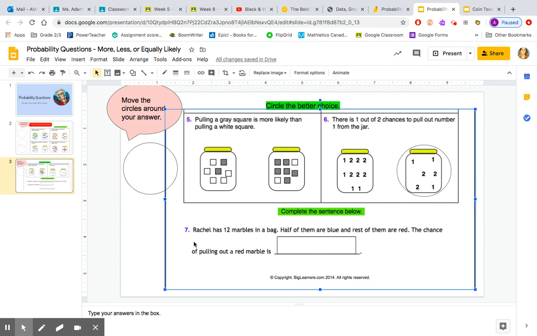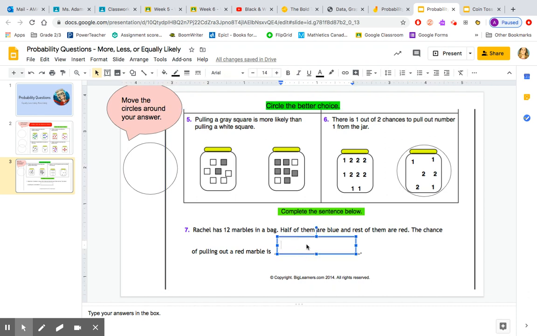Now, this question. Rachel has 12 marbles in a bag. Half of them are blue and the rest of them are red. So that means half of them are blue and half of them are red. The chance of pulling out a red marble is, what do you think? Is it more likely that you'll pick a red? Is it less likely that you'll pick a red? Is it the same? Is it equally likely that you'll pick a red as you would a blue? I want you to think about that, and you're going to write your answer, you're going to click here, and you're going to type out your answer.